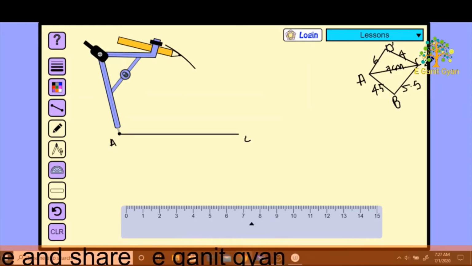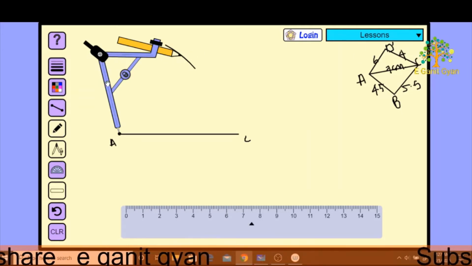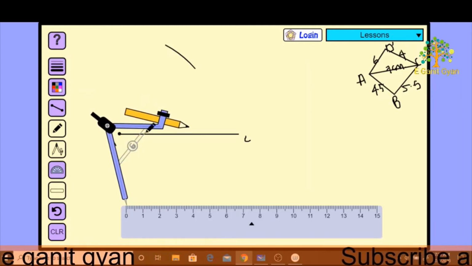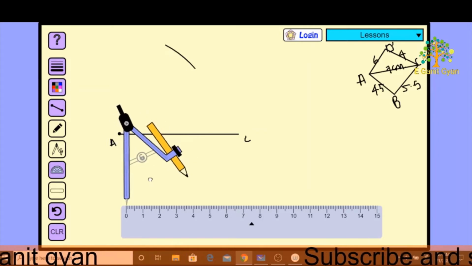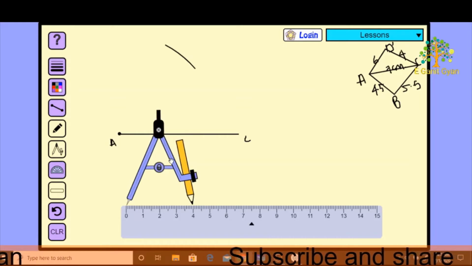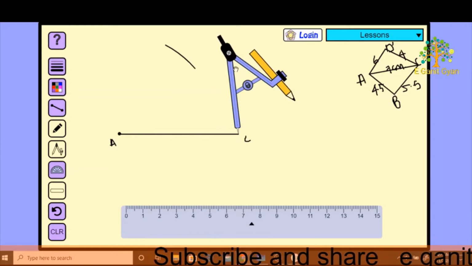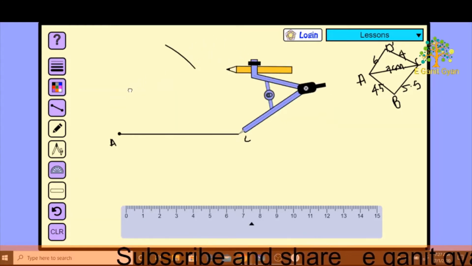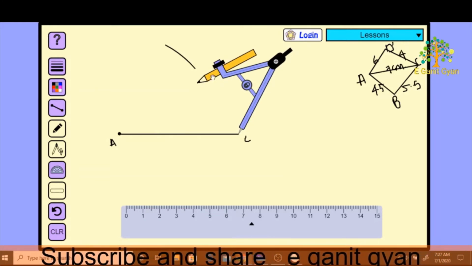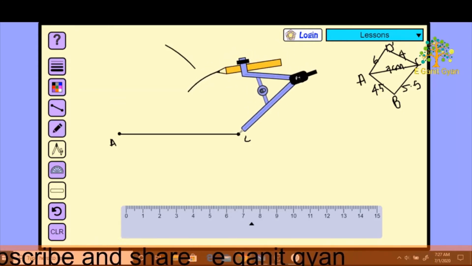After that, C to D, the distance is 4 centimeters. With the help of the same compass, I can take 4 centimeters. I will unlock it, and fix 4 centimeters here. Now I can draw here a 4 centimeter arc.